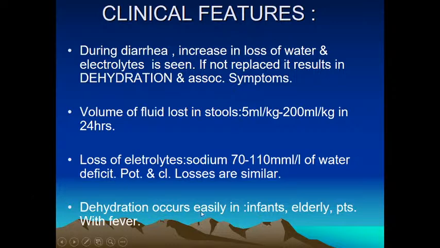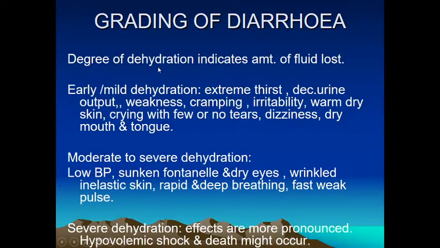So as we mentioned earlier, dehydration takes place much faster in infants and elderly, and patients may or may not have fever. Now, how do you grade the diarrhea? The degree of dehydration indicates the amount of fluid loss. Early or mild dehydration can result in extreme thirst, decreased urine output, weakness, cramping, irritability, warm, dry skin, crying with few or no tears, dizziness, dry mouth and dry tongue.